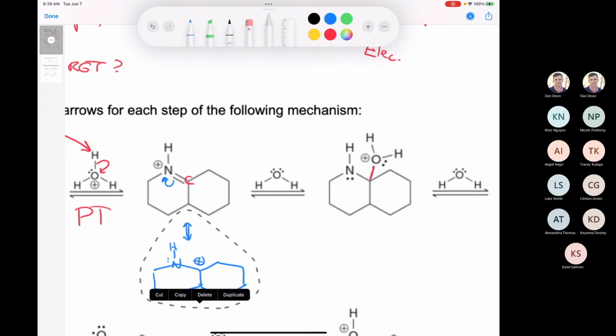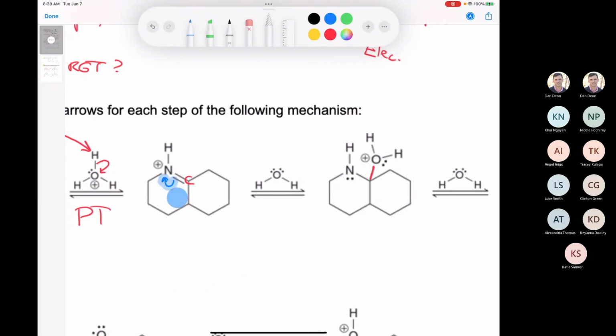So let me just erase this. There we go. All right. So what's our nucleophilic attack going to look like? Could anybody tell me where the tail of my arrow would start?